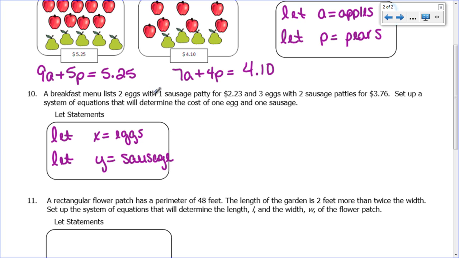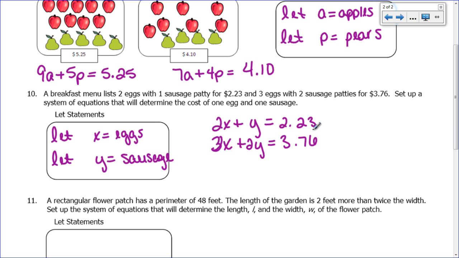My first sentence, 2 eggs and 1 sausage is $2.23. So that's my equation. 2 eggs plus 1 sausage is $2.23. The next one says 3 eggs and 2 sausages is $3.76. So 3 eggs, 2 sausages are $3.76. So those are your 2 equations.